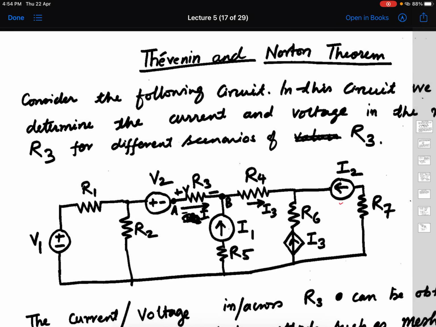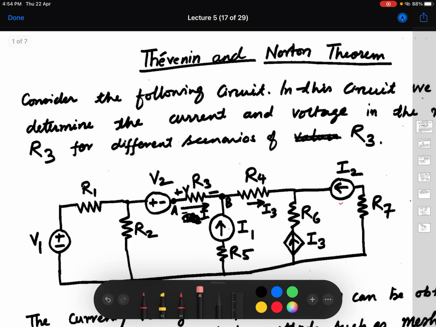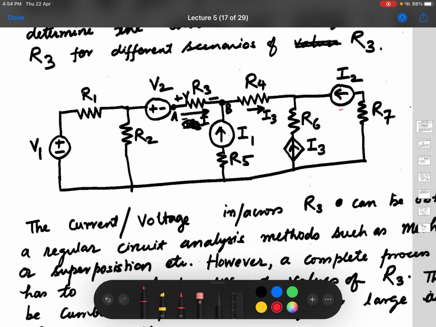So welcome to this class, which is lecture number 5, and in this class we will see two important theorems, that is Thevenin and Norton theorem, and these are quite fundamental to electrical engineering. Before actually stating or explaining the theorem, we'll first see the context in which this theorem is applied.